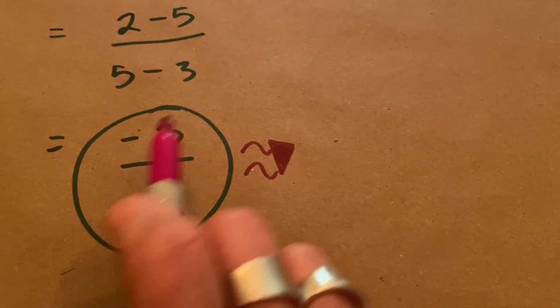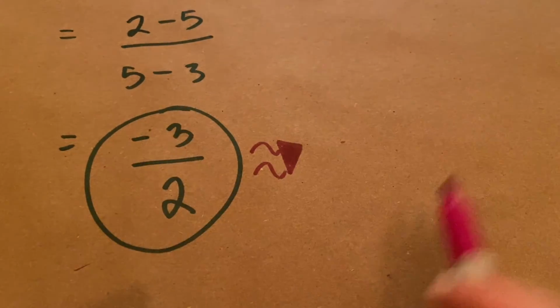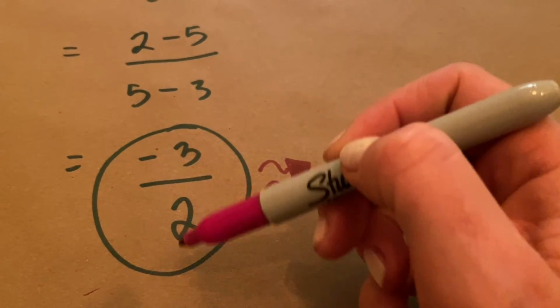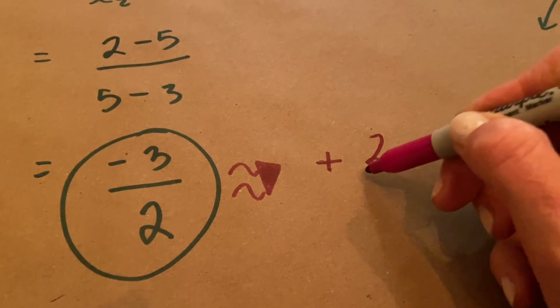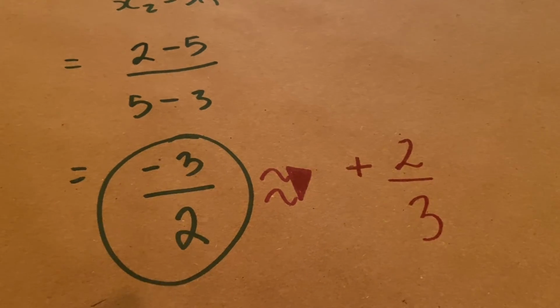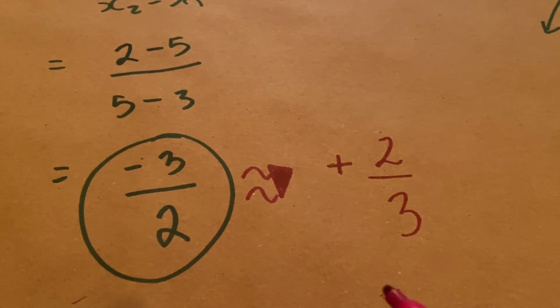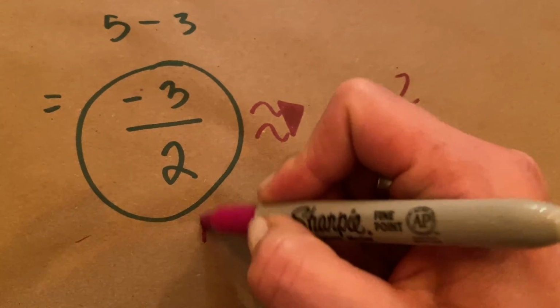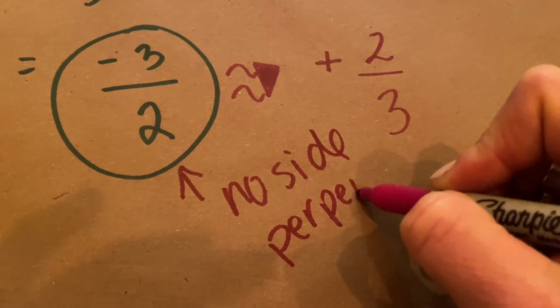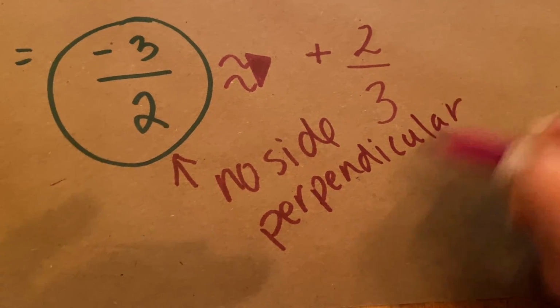Here the slope is negative 3 over 2. If I want to find the negative reciprocal of that, the negative would change to positive, and instead of being 3 over 2, it would be 2 over 3. That means if there was any line that was perpendicular to this line, it would have to have slope 2 over 3. Let's look at the other ones to see if there's any that are 2 over 3. This is not 2 over 3, and this is not 2 over 3. And that means nothing is perpendicular. There's no side perpendicular to this side.